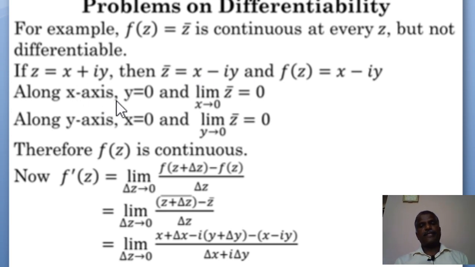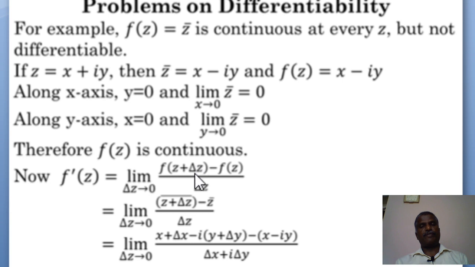Along the x axis, y is equal to 0, so the limit of z bar, that is the limit of x, is equal to 0. Along the y axis, x is equal to 0, so the limit of z bar, that is the limit of iy, is 0. So here the limits are the same, and the function is continuous at z equal to 0. Now we have to find f dash of z. f dash of z is equal to the limit as delta z tends to 0 of (f of z plus delta z minus f of z) divided by delta z.